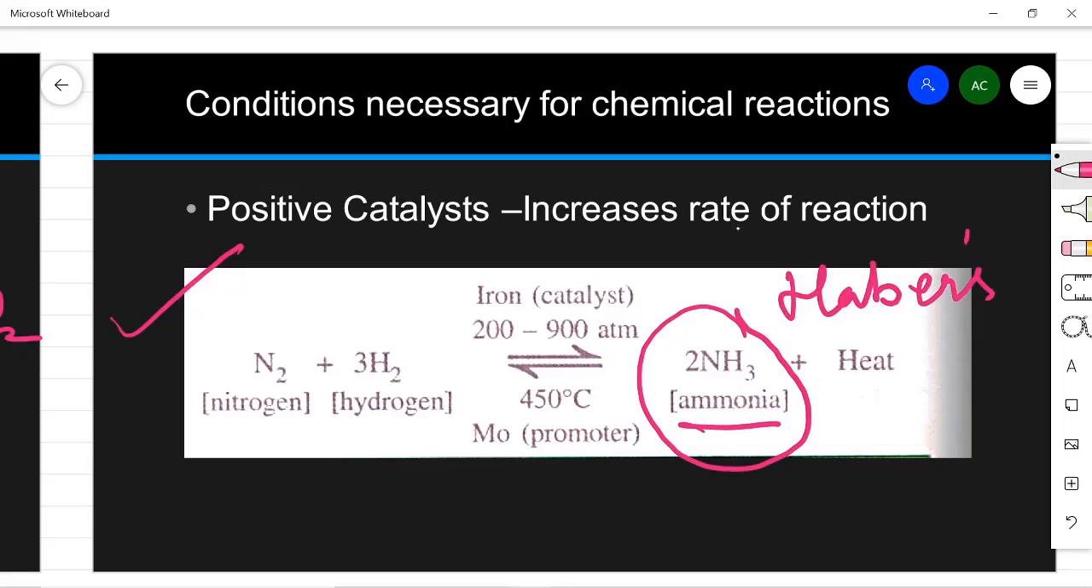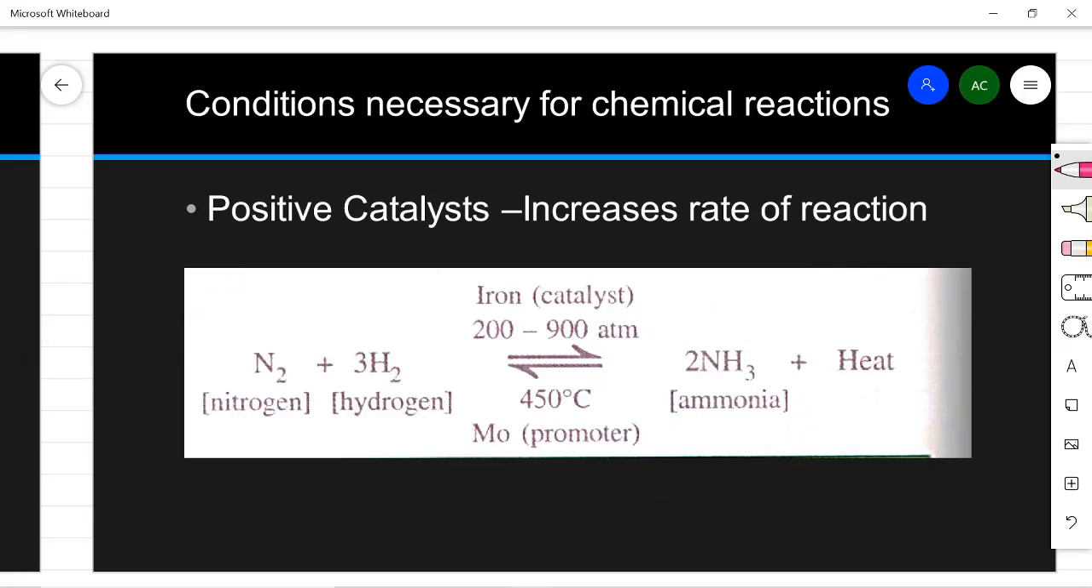Now this Haber's process actually is the example of so many things. If you learn even this reaction, under so many things you can write this reaction. For example, first of all, this is an example of a catalyst where catalyst is used. Second is pressure. You can use it under pressure. Under heating, you can use this reaction as heat reactions. Then this is reversible, sign of reversible. This is a reversible reaction.